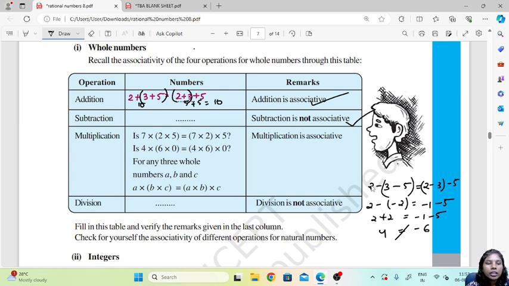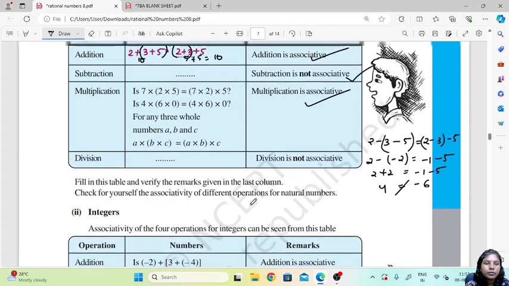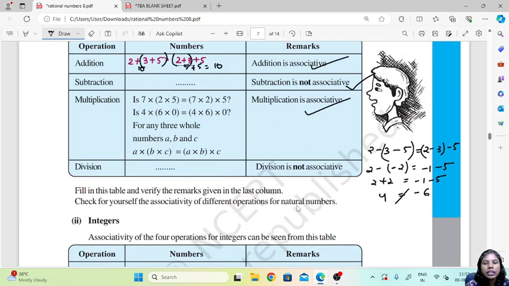Multiplication, it will be associative because we are just multiplying the same numbers, correct? So therefore even if you multiply it in any given order, the multiplication answer will remain the same, or the product will remain the same. Therefore multiplication is associative. Then we have the division.